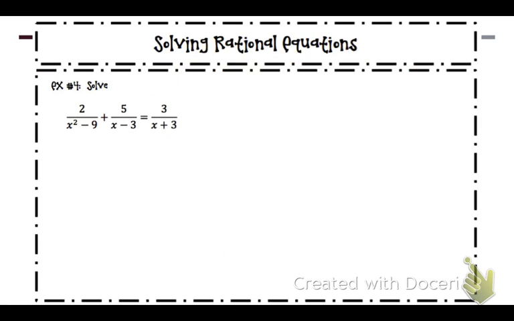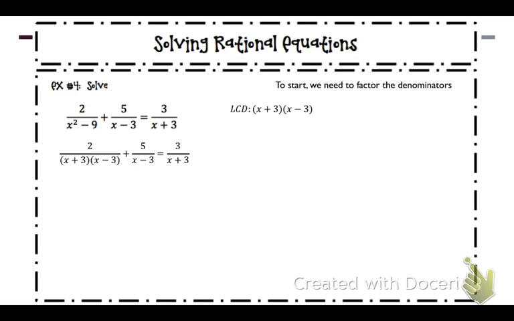Okay? Let's look at example 4. So here, that x squared minus 9 is not factored yet. So we need to start by factoring that. That factors to x plus 3, x minus 3. Okay? So our common denominator here is x plus 3, x minus 3. The restrictions are x cannot equal negative 3 and x cannot equal positive 3.